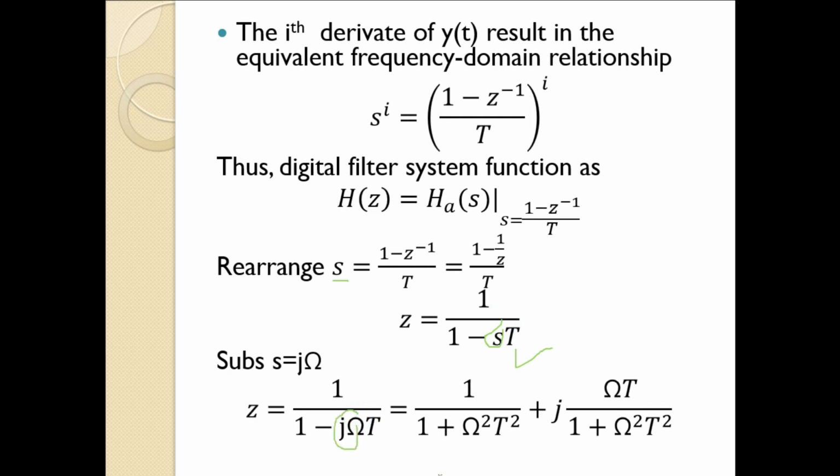So Z is equal to 1 divided by 1 minus j omega T. When we work it out, we have a real part and an imaginary part. We will have 1 divided by 1 plus omega square T square, plus j omega T divided by 1 plus omega square T square.